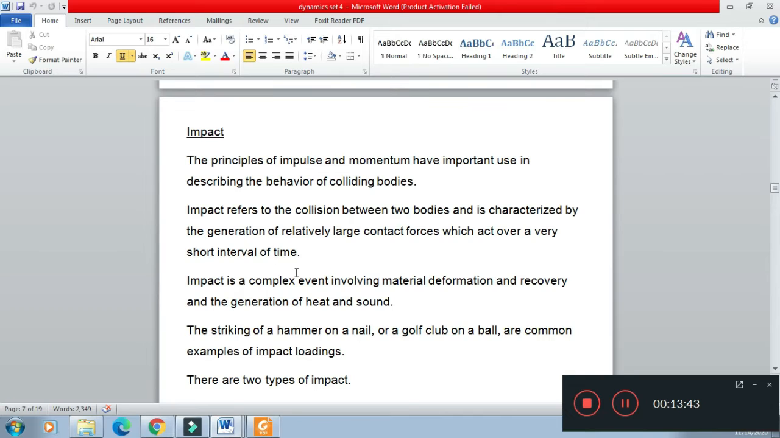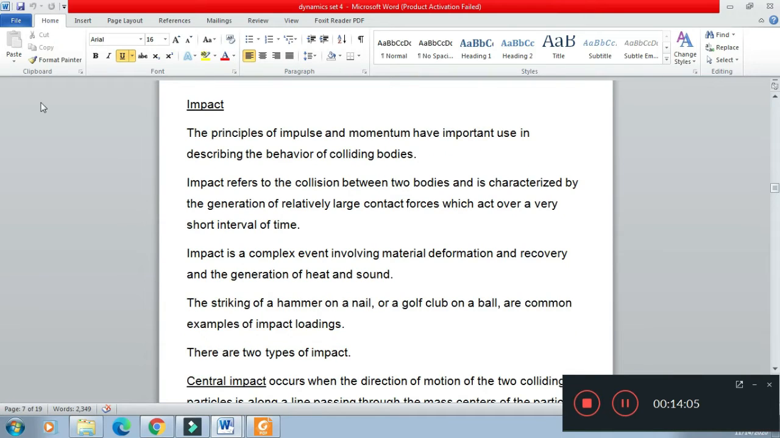We can determine the dynamic characteristics after the bodies collide with each other. Usually we know the initial conditions, the initial velocity, and after collision we can predict the velocities that occur after the collision. So we start with the definition of impact.